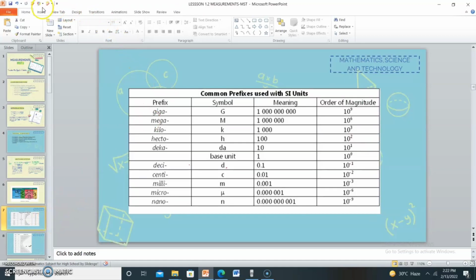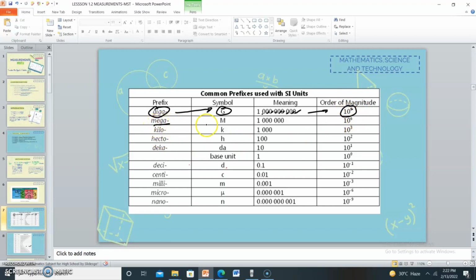This is the common prefixes used with SI units. Example, giga. The symbol is capital G, and the order of magnitude is 10 raised to 9. How many zeros? 1, 2, 3, 4, 5, 6, 7, 8, 9. So giga has 9 zeros, so that is raised to 9.